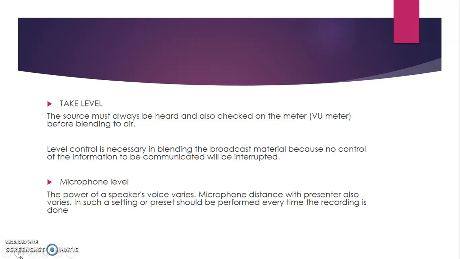Take level, the source must always be heard, and also check the meter before blending to on air. Sometimes level control is necessary when blending the broadcast material, so that the information to be communicated will not be interrupted. Also microphone level, the power of the speaker's voice varies. For example, the microphone distance with the presenter also varies. Such a setting of presence should be performed every time the recording is done.